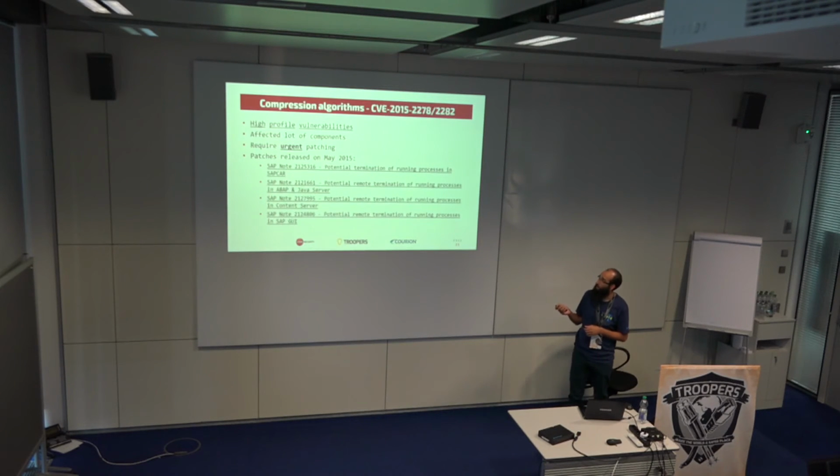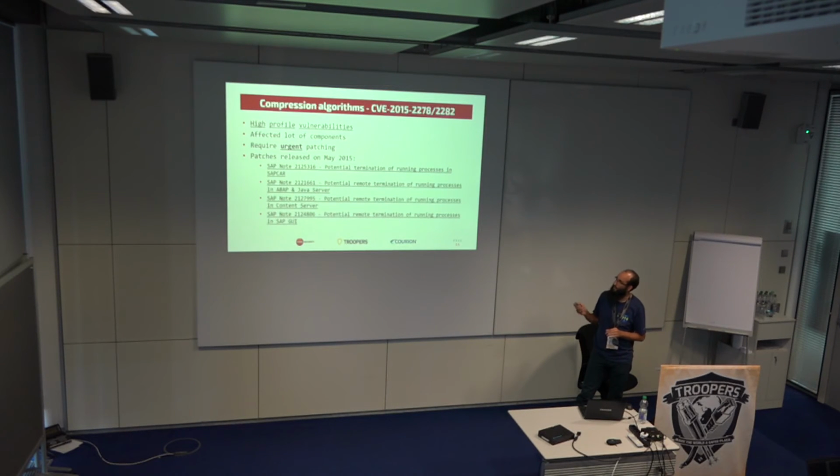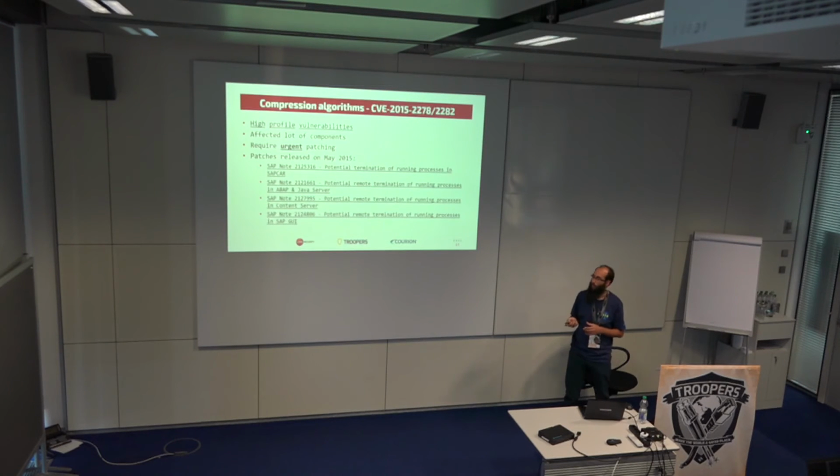So there are 4 different SAP Notes for some of the different components. In SAPCAR, this is in the kernel. This is for the content server, and there is another one for the SAP GUI. I think that the 4 SAP Notes cover all the different programs. I'm not sure if I'm missing another one, but if you look at it, you will probably find it.